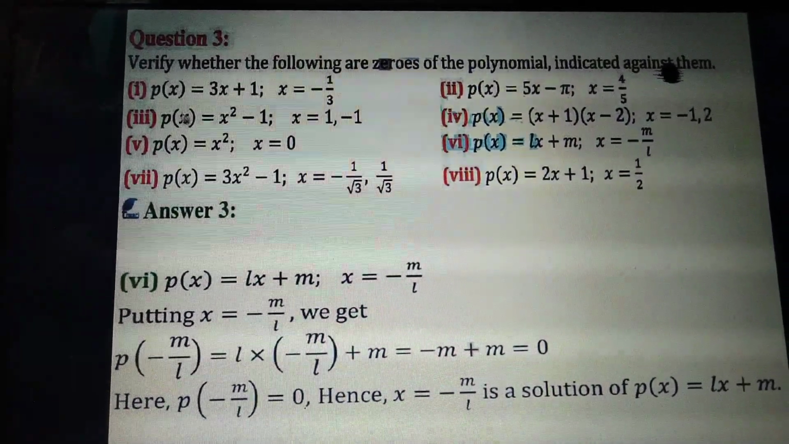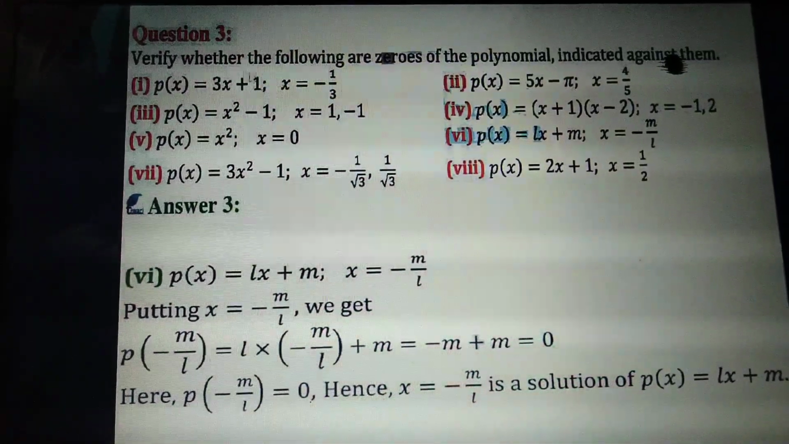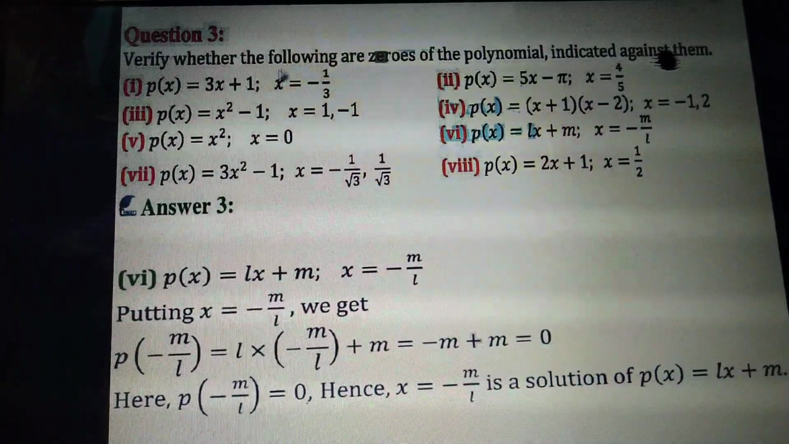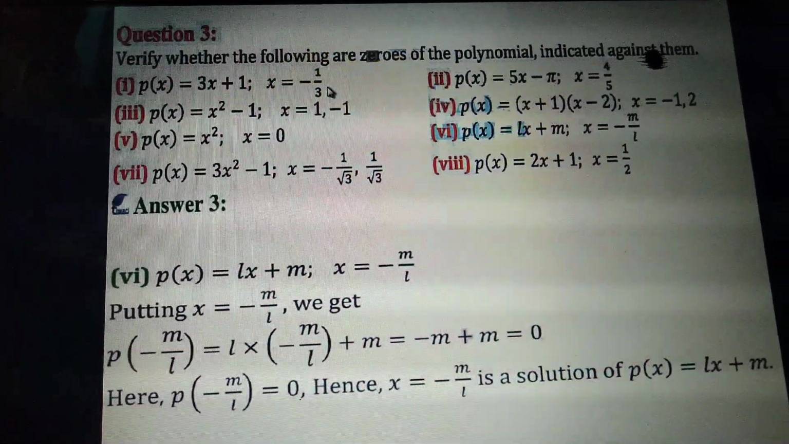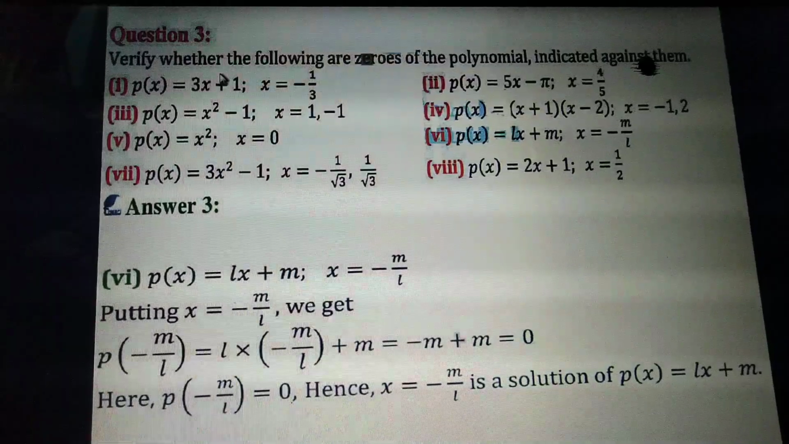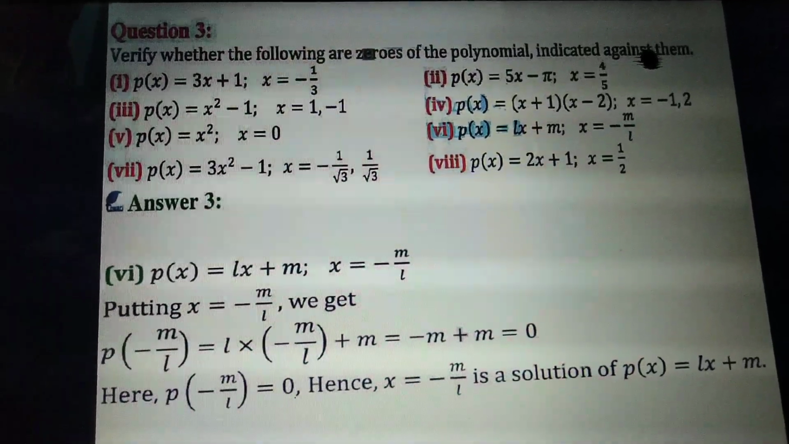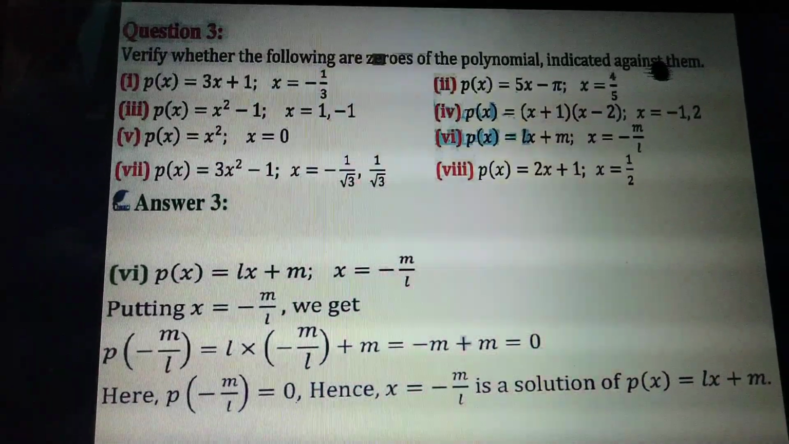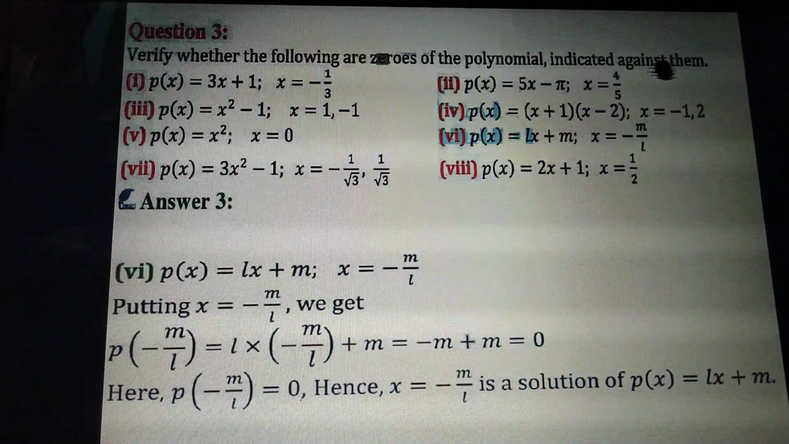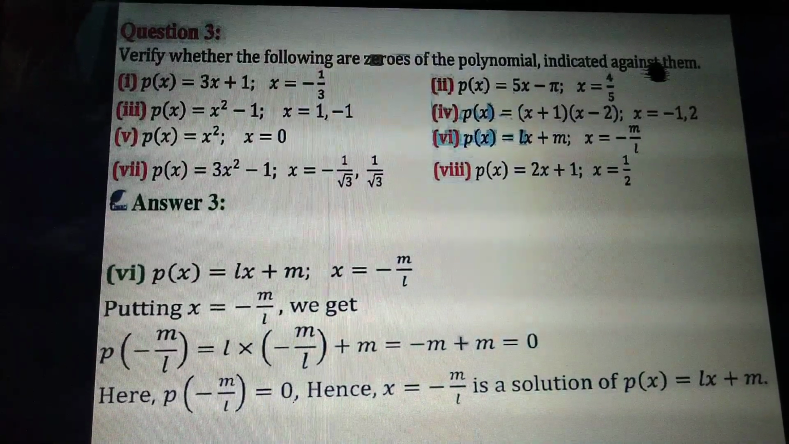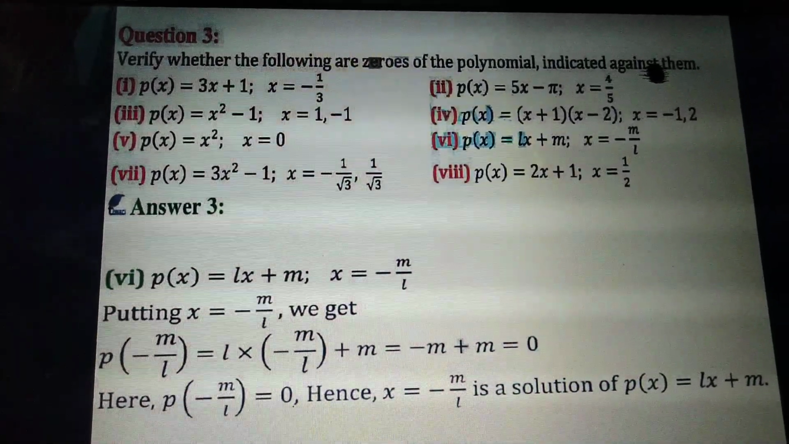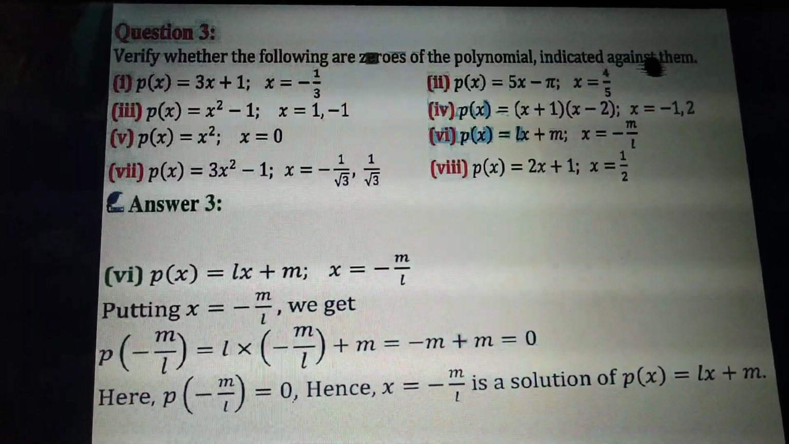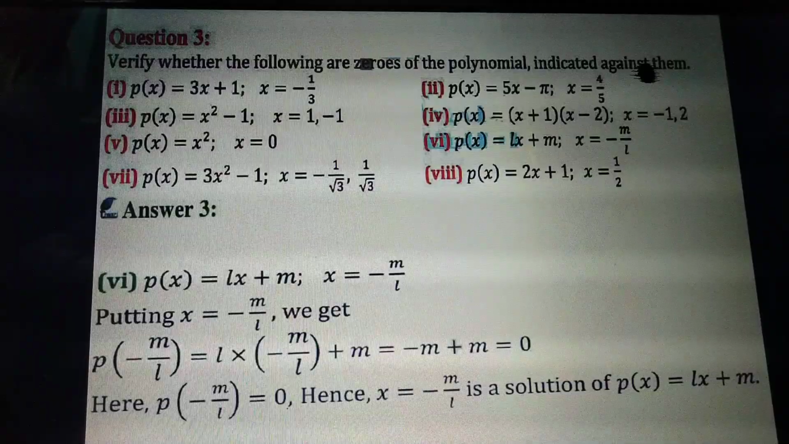See here, the first sum. P of x equal to 3x plus 1 is a polynomial. Here x equal to minus 1 by 3. One value is given. So substitute this value in this polynomial and check whether the answer of the polynomial is 0 or not. If the answer of the polynomial is 0, then the given value is the solution of that polynomial. Otherwise, that is not a solution of the polynomial.